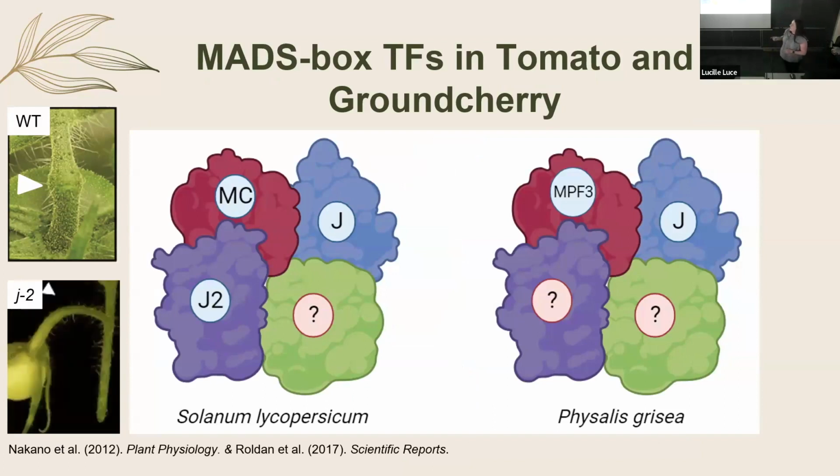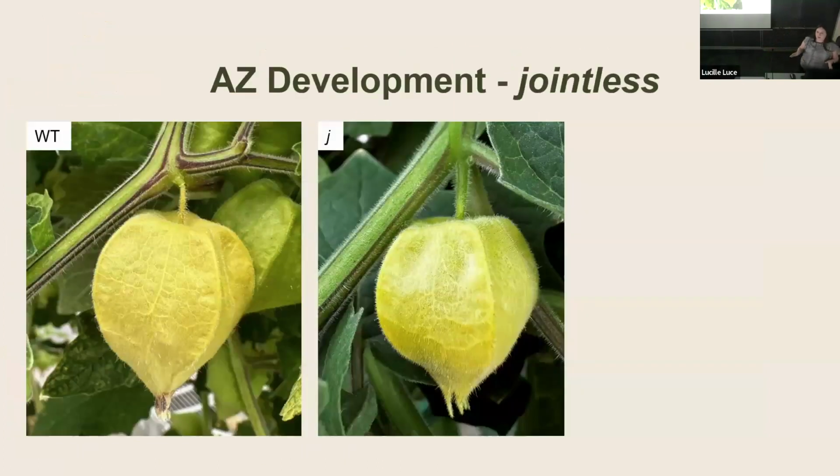However, interestingly, the jointless 2 ortholog does not exist in Physalis grisea, and I'll talk about that more at the end of my presentation. But for my work, I'm using CRISPR-Cas9 to target the ortholog of macrocalyx, which is MPF3, and the ortholog of jointless, which is also named jointless. And I hypothesized that knocking out these genes would also inhibit the abscission zone from forming on the pedicel. And that is exactly what I found.